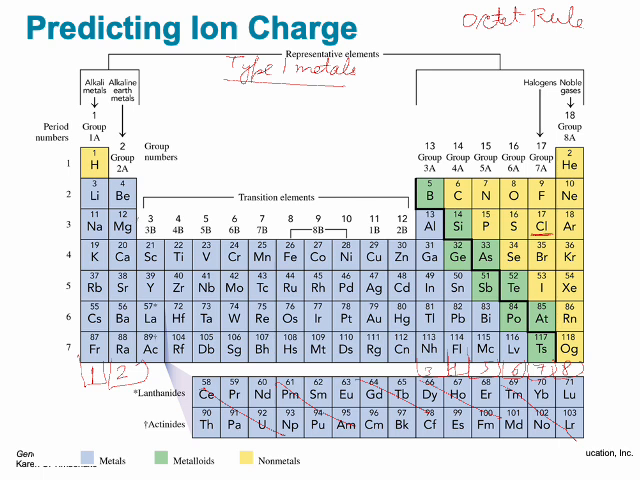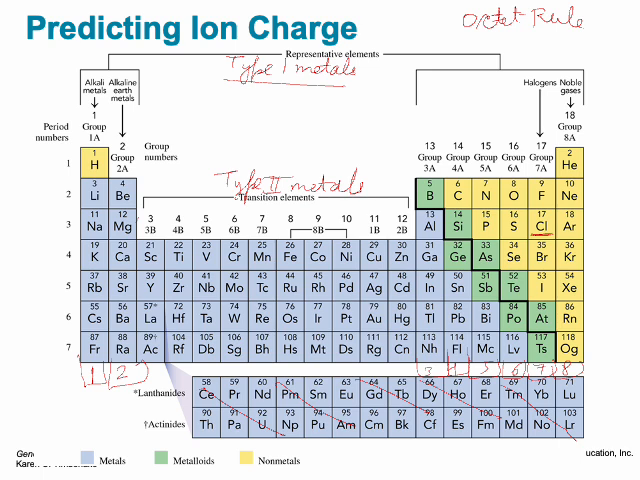Whereas these transition elements are called type 2 metals, where it is very difficult for us to predict what their charge is unless we are told this is the charge that it carries. Why? Because they can carry multiple charges.